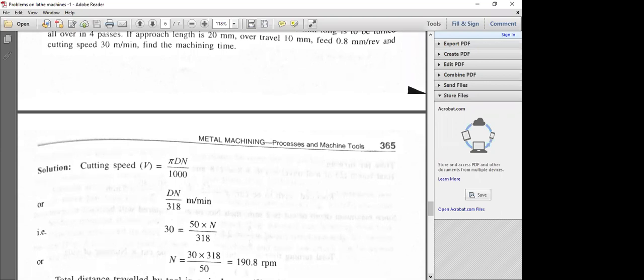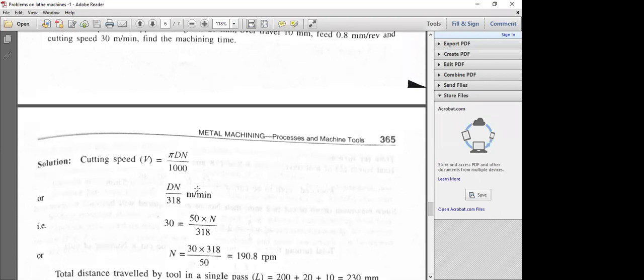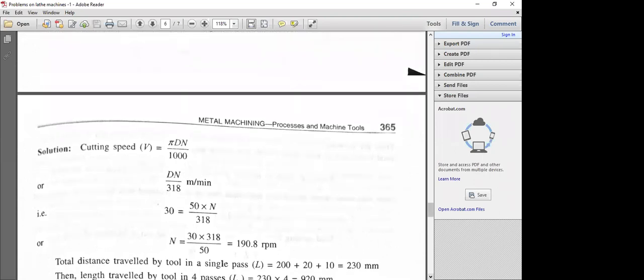So that is 190.8. You don't try to just see the second and third steps. You simply substitute the values of whatever he has given: the cutting speed, the diameter of the job, the hollow workpiece, and you have to calculate N. So after calculating N, what you have to do? You have to calculate L, capital L. What I told you, capital L.